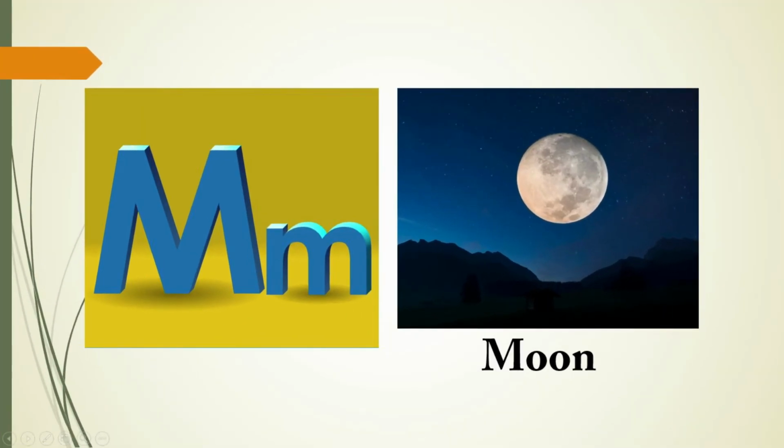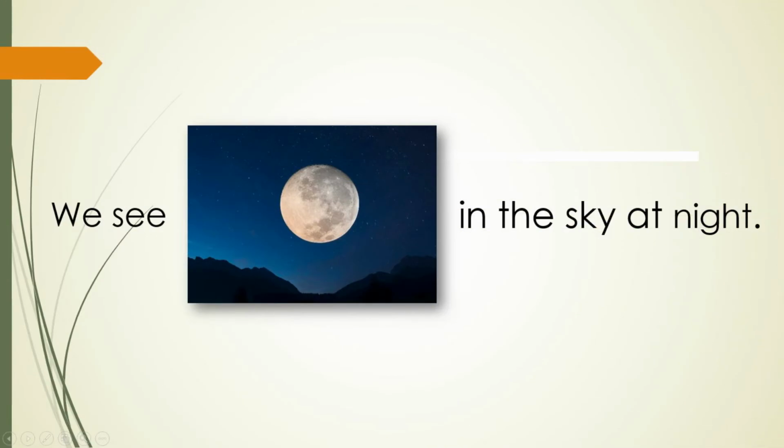Next one. This is a moon. M for moon. M, m, moon. Moon is seen at night and it is a natural satellite of the earth. So let's see one sentence on it. We see m, m, moon in the sky at night.